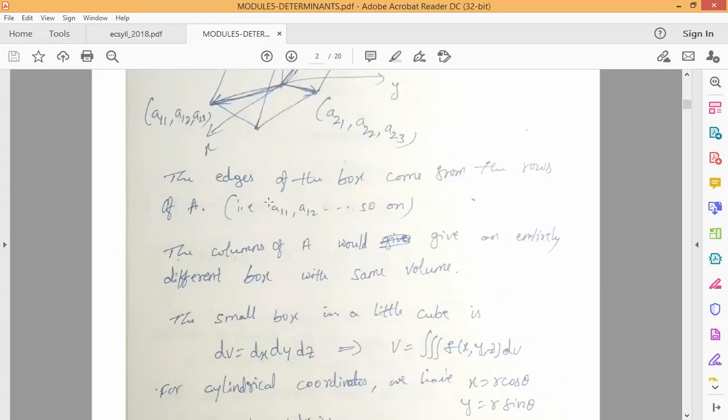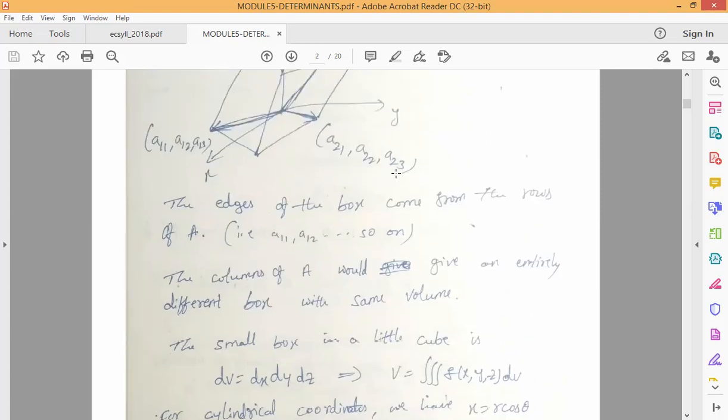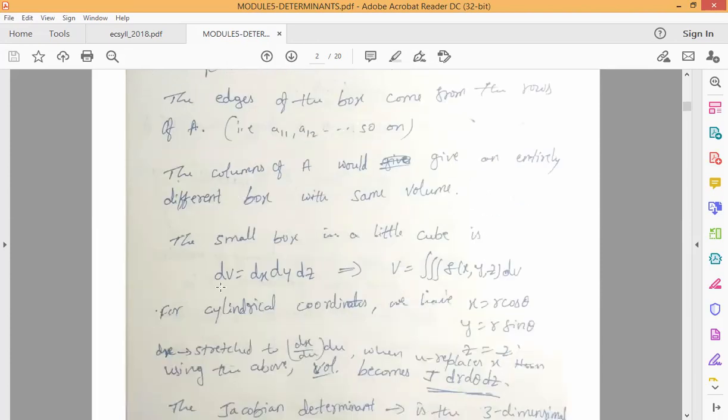For example, if we have the coordinates a21, a22, a23, then a21 may define the x coordinate, a22 the y coordinate, and a23 the z coordinate. Suppose we increase each of these coordinates by a small amount, 0.1 each. Originally if you assume the coordinates as 1, 2, 3, the new values will be 1.1, 2.1, 3.1. That will define a new volume. In such a case, the differential volume is simply equal to the product of the differential changes in the coordinates, that is dx into dy into dz.